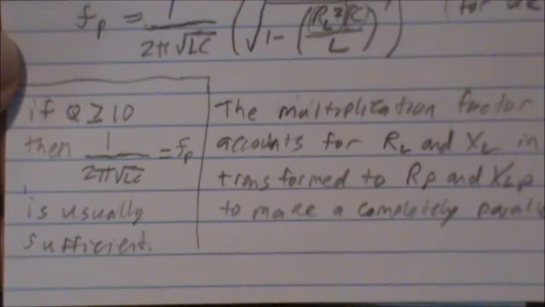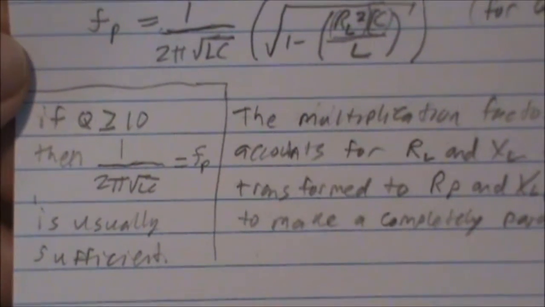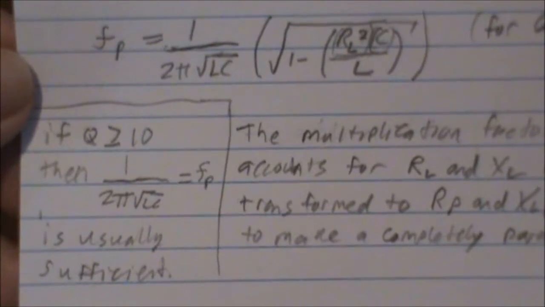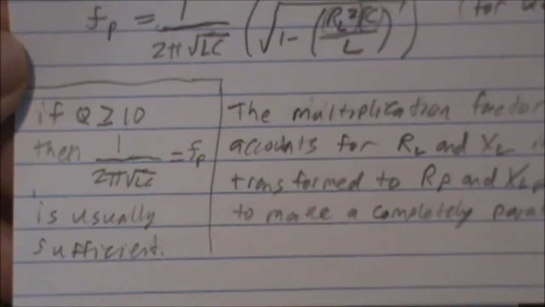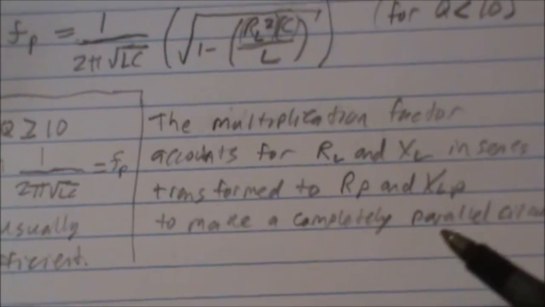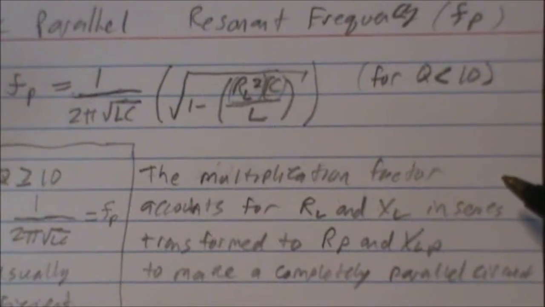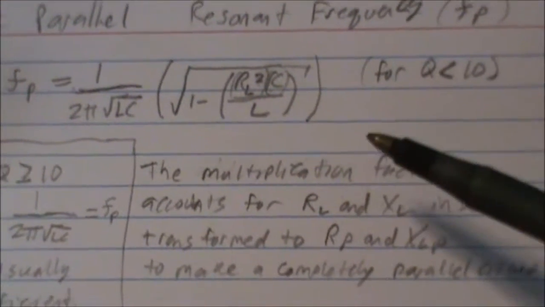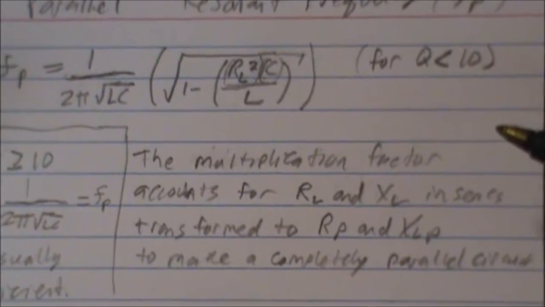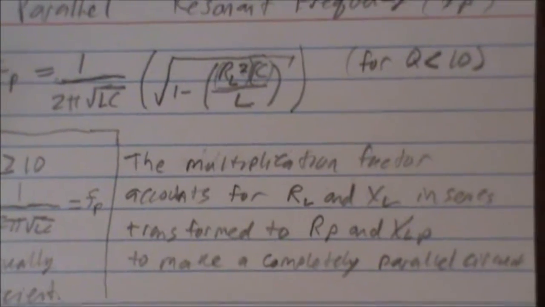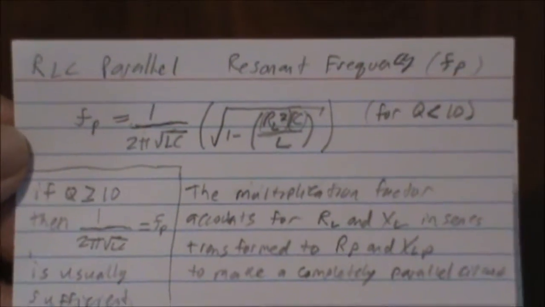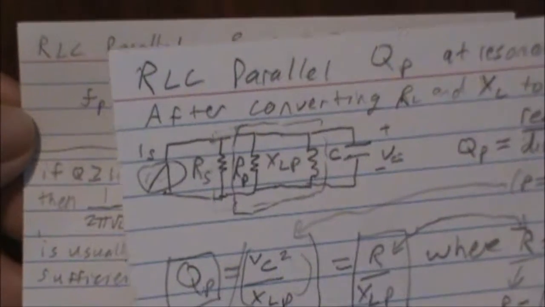If Q is greater than or equal to 10, then you can just use the series resonant formula. That's usually sufficient, as I mentioned. Multiplication factor accounts for the RL and the X sub L in series transformed to RP and XLP to make a completely parallel circuit, as we just reviewed on our previous cards.